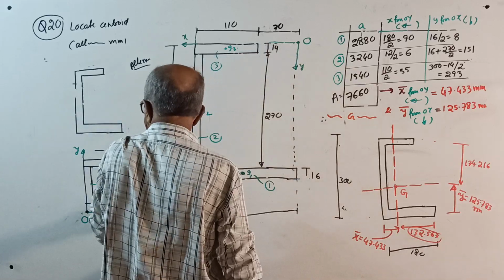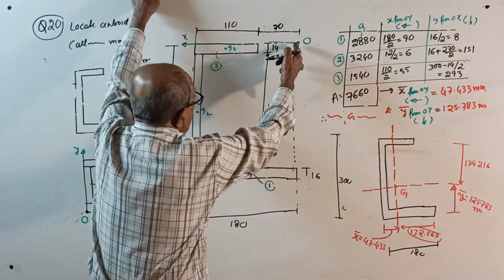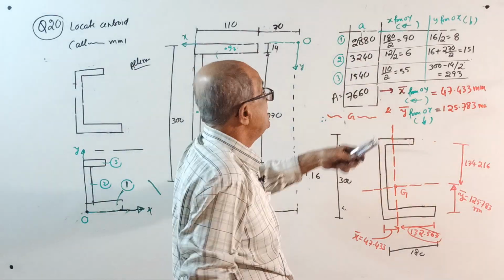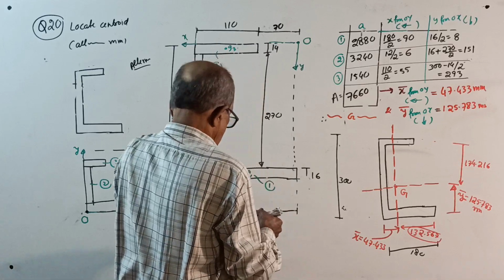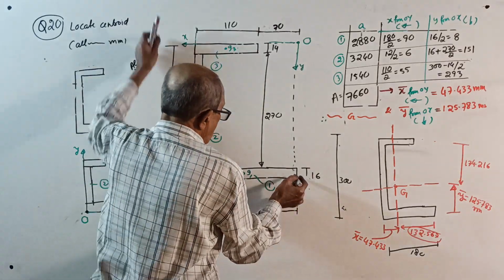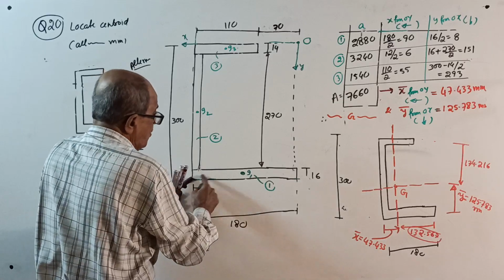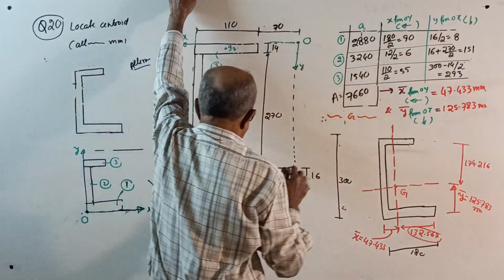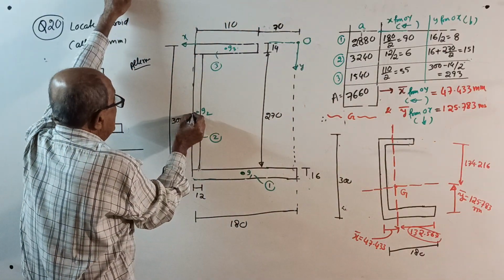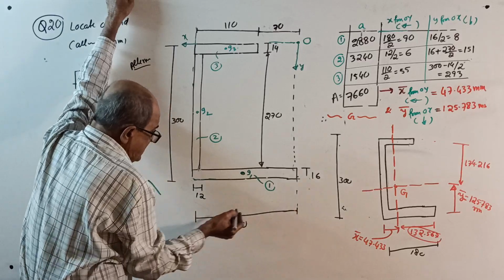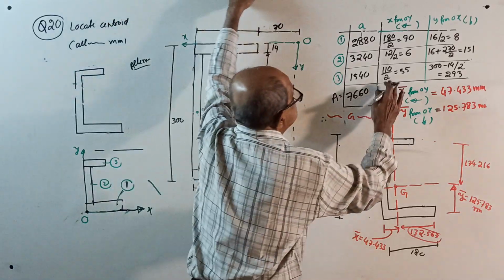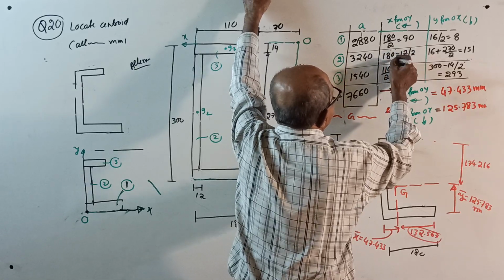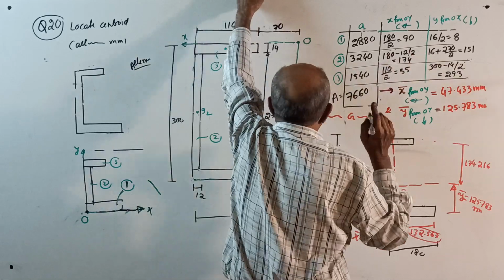Now, A1, A2, A3 remain same. X will change, start here. For figure number 1, see, from here 180 by 2, from there also 180 by 2. Same, 90. X2, last time it was what? Half of 12. Now, 180 minus 12 by 2. 180 minus 12 by 2 is 6. This is 174.